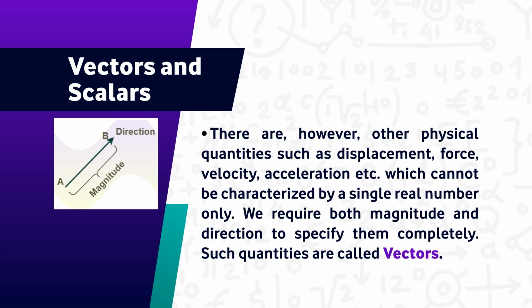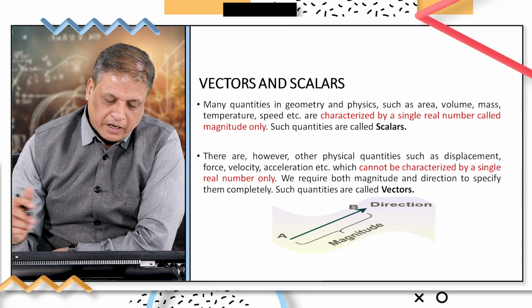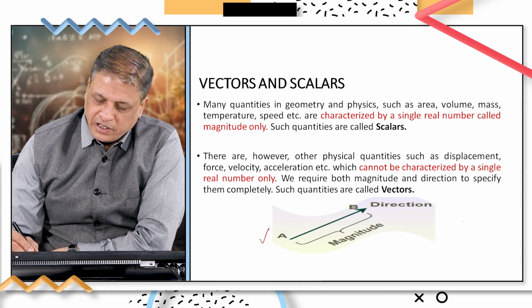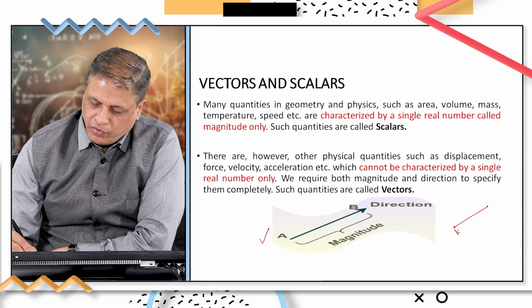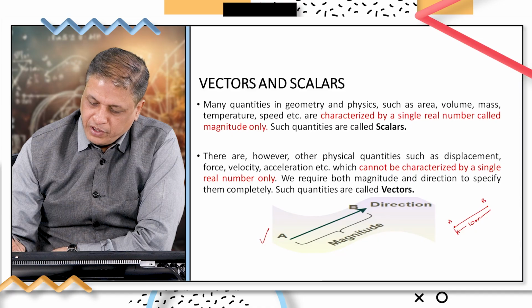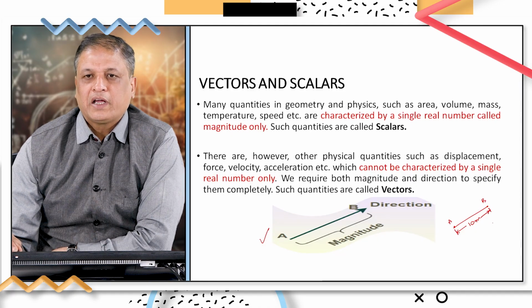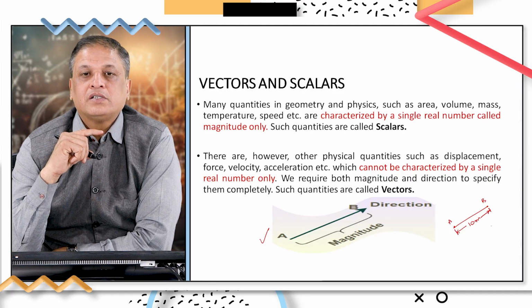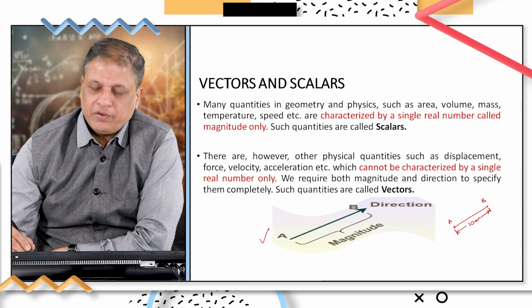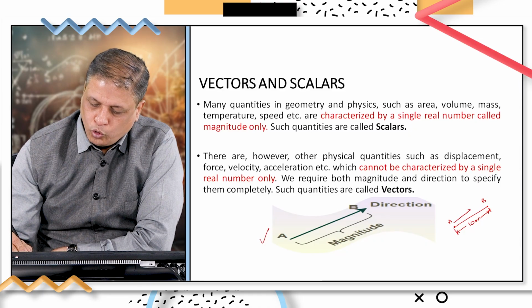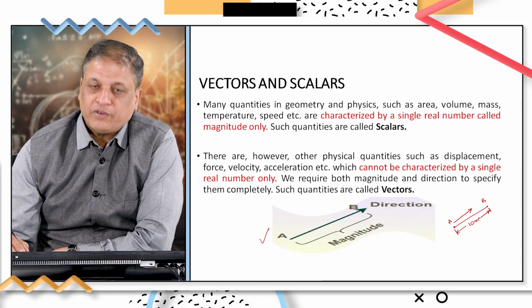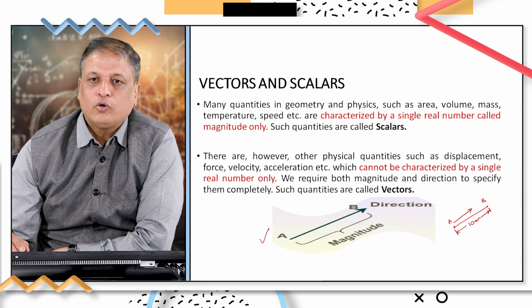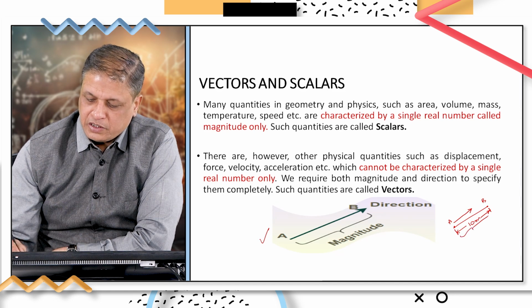Such quantities are vectors. In order to understand, in the diagram given, there are two points, A and B. If we say there is a distance of 10 meters between point A and point B, then we are simply emphasizing the magnitude, the gap between the two points, is 10 meters. But if we say that if we move from point A to point B, we need to cover 10 meters, that means we are specifying the direction.